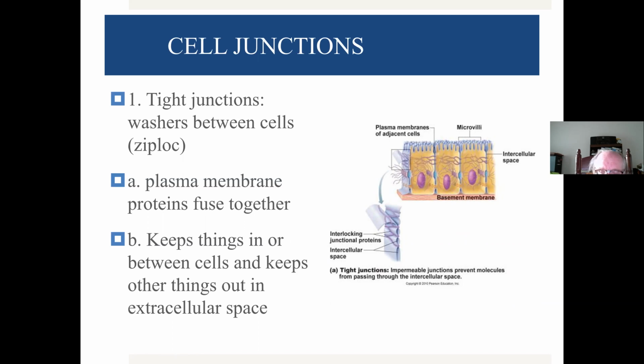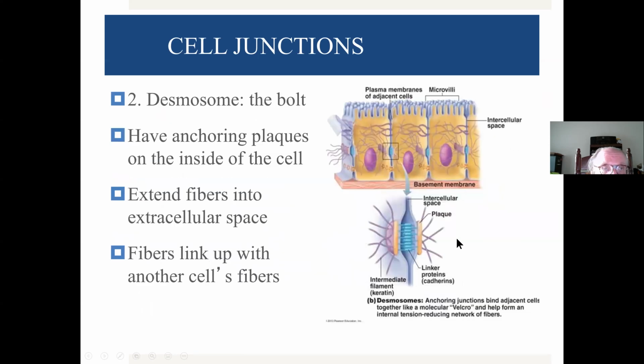So essentially we have washers at the top and washers at the bottom. It's a tight junction. We're trying to wall off a potential space between these 2 cells where they can control their environment, keeping things between cells and keeping other things out of the extracellular space. So we wall off the extracellular space between 2 cells, and we do that with tight junctions.